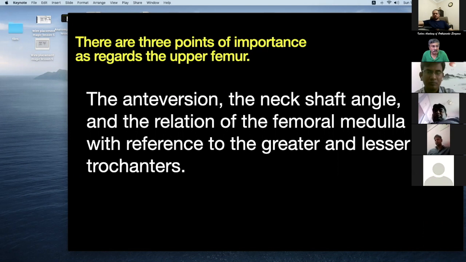Now, this part of anatomy is not given even in anatomy textbooks because it is practical anatomy only for arthroplasty surgeons. So for us, one very important point is anteversion. Second is the neck shaft angle. And third is the relation of the femoral medulla with reference to the greater and lesser trochanters.